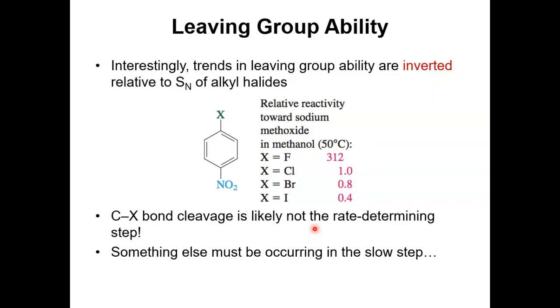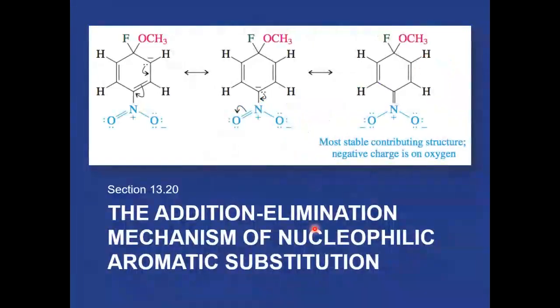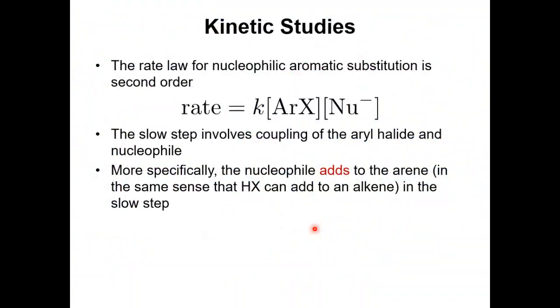So something else must be happening in the rate limiting step, the slow step. What is the rate limiting step? Again, let's look at the rate law. The rate law shows how the reaction rate depends on the concentrations of the chemical species involved in the reaction. From the rate law, chemists have found that the rate of the nucleophilic aromatic substitution reaction is proportional to the concentration of alkyl halide, sorry, not alkyl halide, aromatic halide, and the concentration of nucleophile.